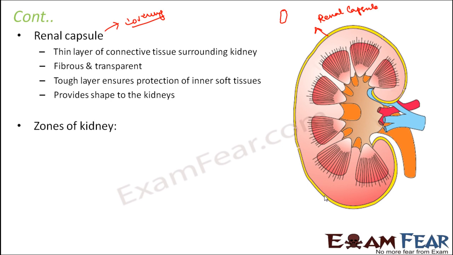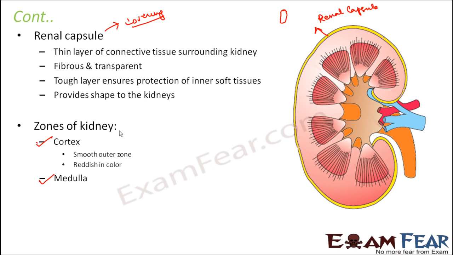Next, we will talk about the zones of kidney. That is, inside the kidney, there are different zones. So let us see what they are. Now there are two zones inside the kidney. The first one is cortex and the second one is medulla. So these are the two zones or two regions inside the kidney. So let us see what is cortex and what is medulla.